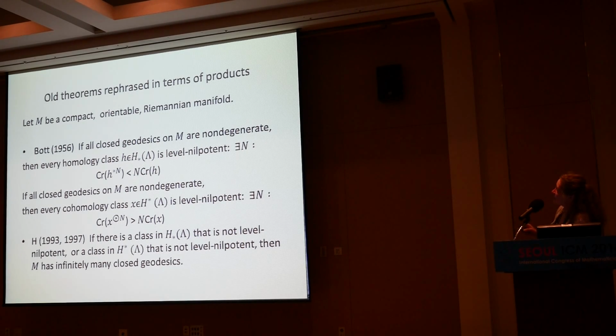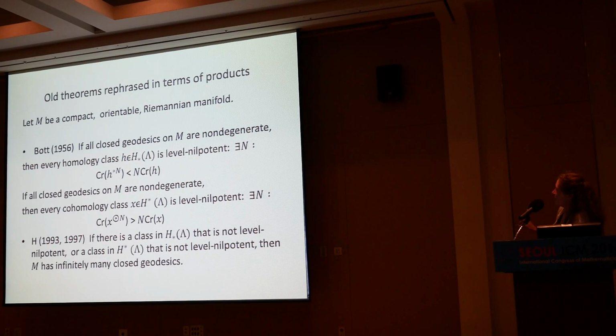So here, as more evidence, are some old theorems rephrased in terms of products. I'm going to assume that M is a compact, orientable Riemannian manifold. Bangert didn't prove this; this is a restatement of what Bangert proved. Bangert proved that if all closed geodesics are non-degenerate, then every homology class is level nilpotent. So eventually the critical level drops. And if all closed geodesics are non-degenerate, same hypothesis, then every cohomology class is also level nilpotent, which means eventually the level of that rises.